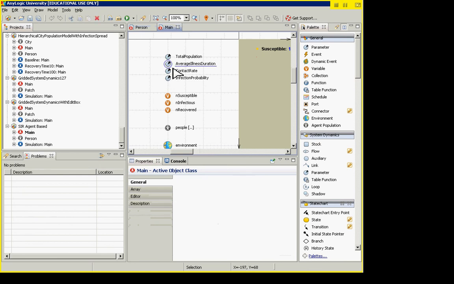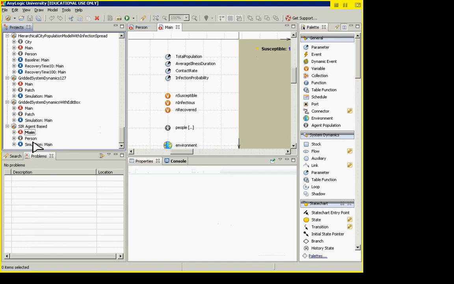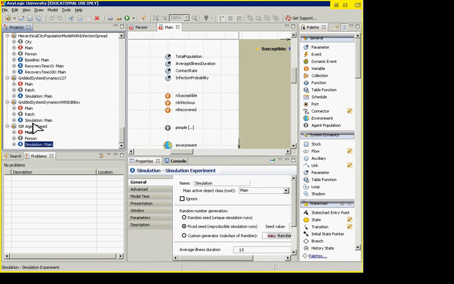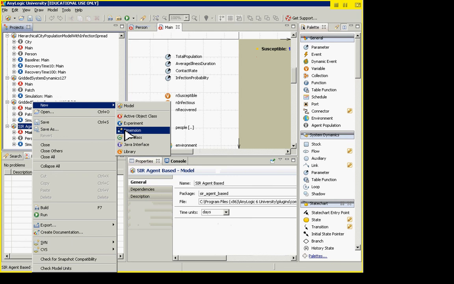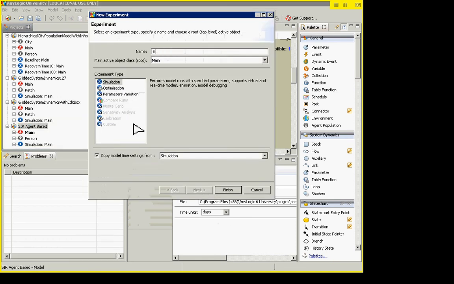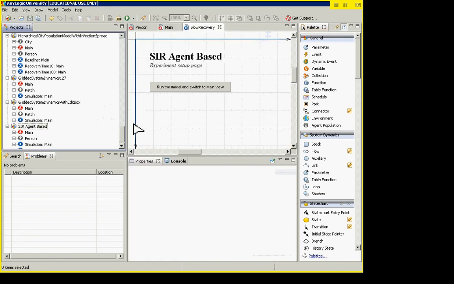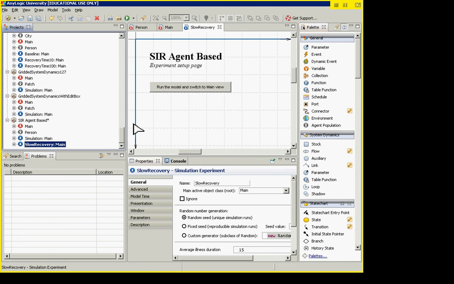Okay, so ladies and gentlemen, let me consider from our previous model the effect of a longer duration illness that approximately doubles the number of people that will be infected by a given individual over the course of their illness. Now we're going to double the duration of illness. To do that, we've just added this experiment. I'm going to go to parameters, the properties window for this experiment, and I am going to increase the average illness duration to 30. We've increased it from 15 to 30. Now I'm going to run that.